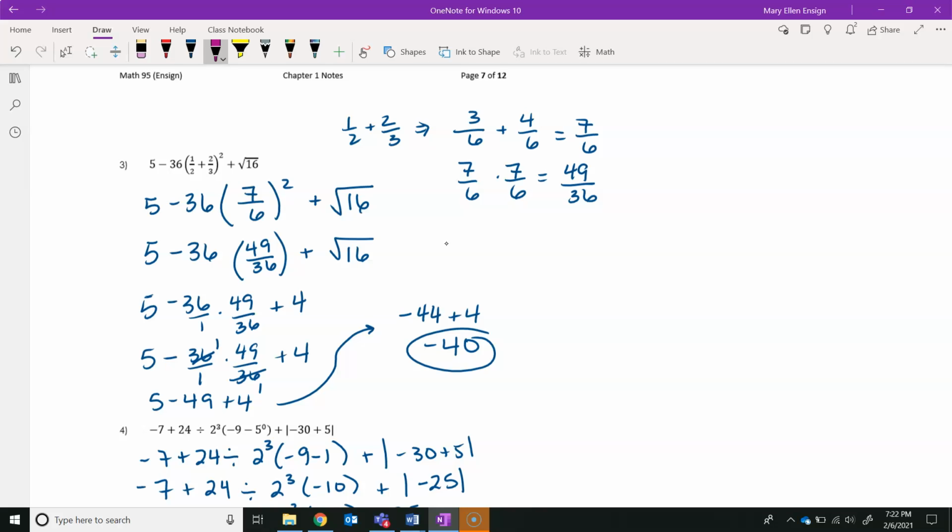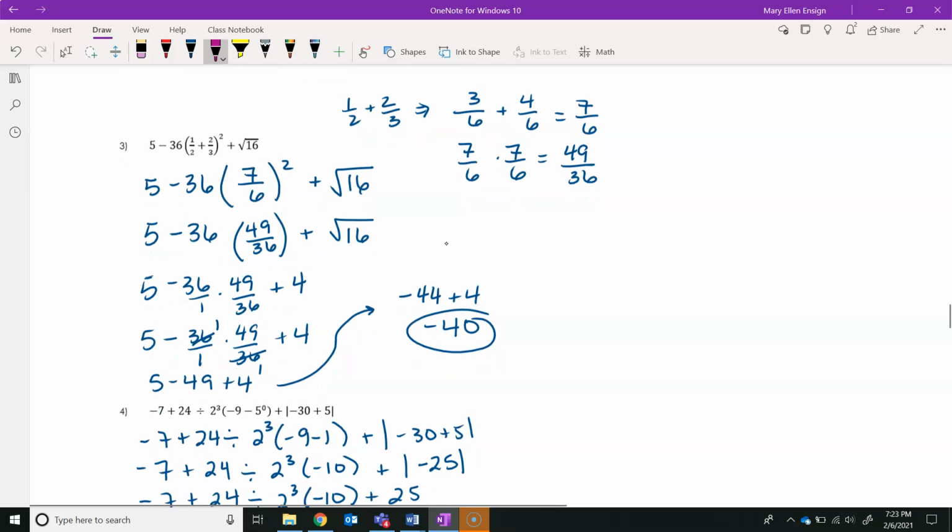We now also have a root here, so that happens at the same level as exponents. So we did this one first because it came first left to right. Then we do square root of 16 as 4. In this step, I also wrote 36 as 36 over 1. And just to remind you, it's a little bit easier to multiply two fractions if they're both written as fractions, right? So then here I can choose to cancel out a common factor of 36. They both become a 1. So I get 49 over 1, which is just 49. 5 minus 49 is negative 44. Negative 44 plus 4 is negative 40.